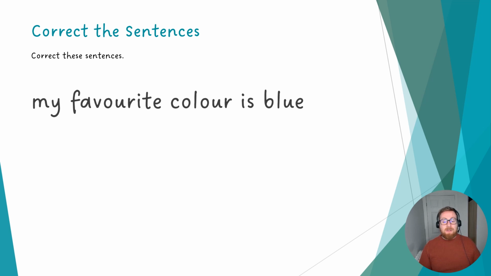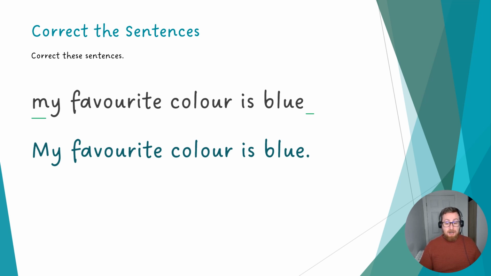My favorite color is blue. 5, 4, 3, 2, 1. My favorite color is blue. Full stop, capital letter. That's a terribly drawn. Let's get rid of that. Capital letter. My favorite color is blue.